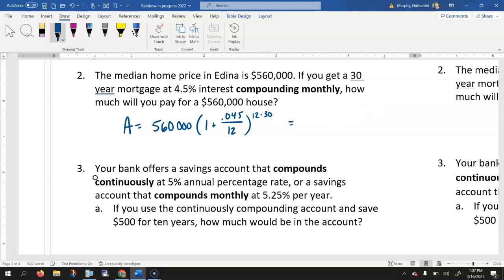All right, so when you do that on your calculator, we get a total amount of $2,154,710.91. That's a lot of house, where originally you paid $560,000 for it.